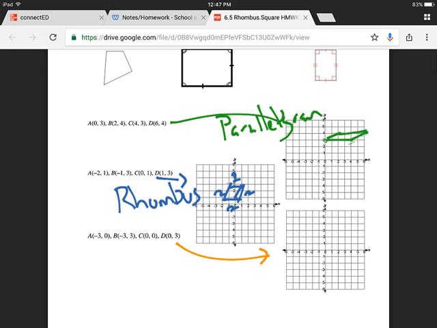And this last one, -3, 0, -3, 3, 0, 0, 0, 3. Now that looks exactly like a square, and that's going to be a square.